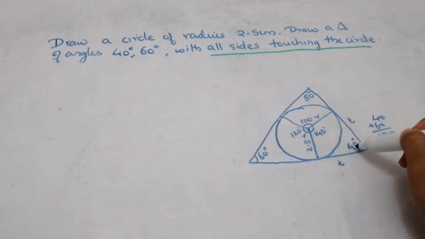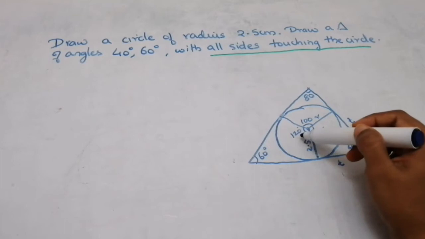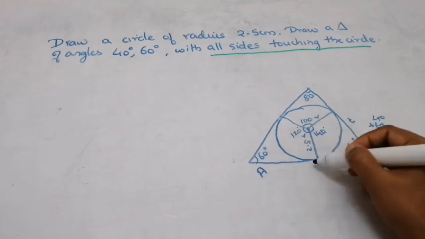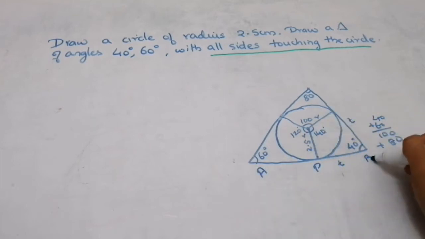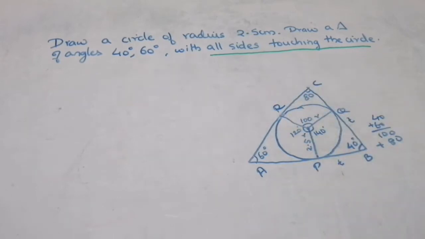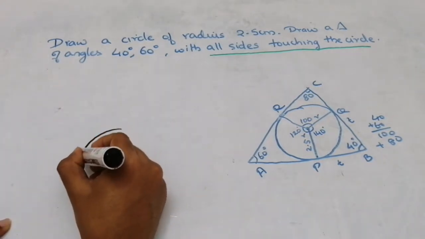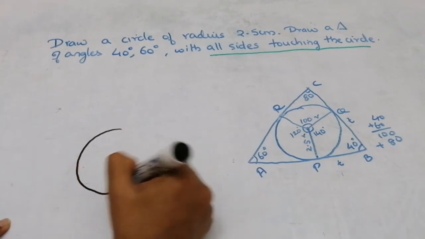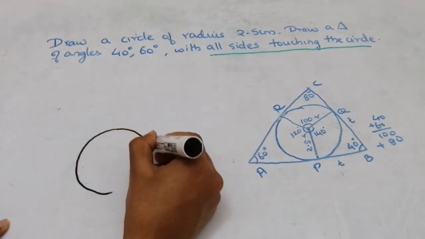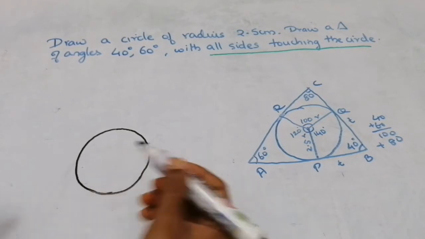Understood? 140 plus 40, 180. 80 plus 100, 180. 60 plus 120, 180. And you can give some names for this figure like this, ABC and PQR. So let us draw the figure. For that, first I am drawing a circle. Okay. A circle is drawn.